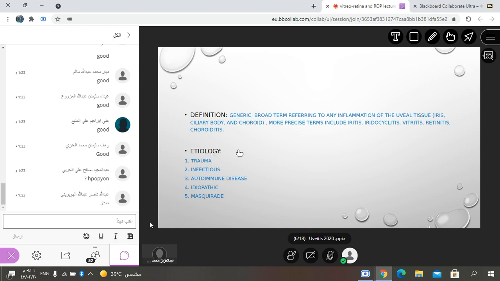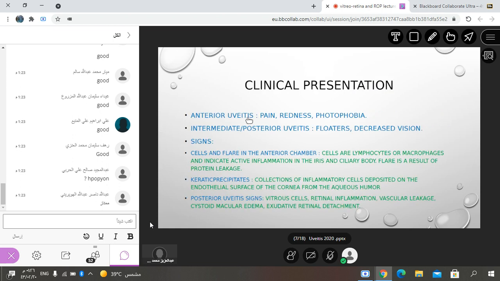Etiology: either traumatic, resulting in acute iritis, infectious, autoimmune disease, or idiopathic, 40% of the cases are idiopathic, and masquerading disease, in oncology cases like retinoblastoma. Clinical presentation depends on the type and the location of uveitis. Classification of uveitis, we'll go through the classification before the presentation, okay?